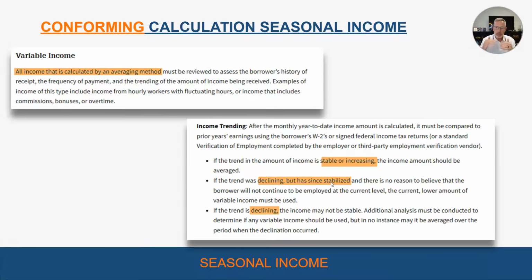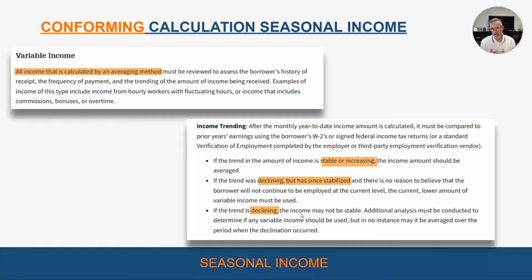If it went down, you could take last year and this year if it stabilized, but you can't add in the really good year from 2023. And if it's declining, say 23, then 22 or 24 goes down, and then 25 is even lower, you're not supposed to use it.